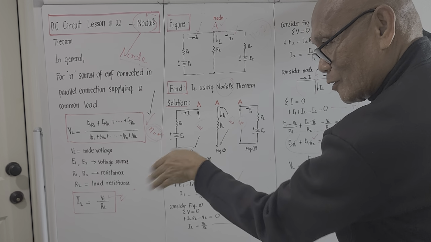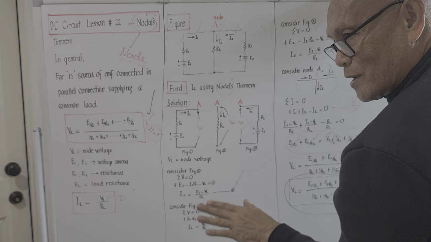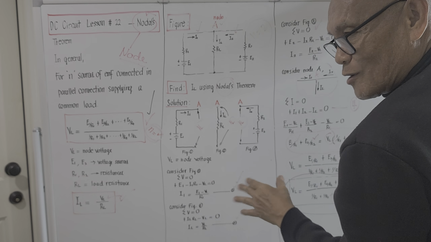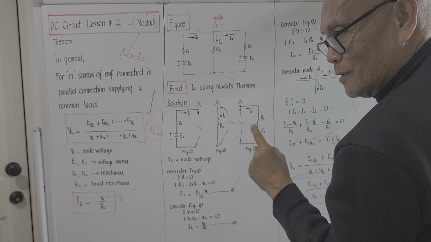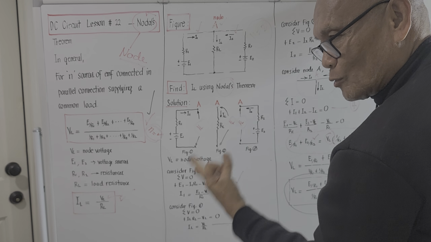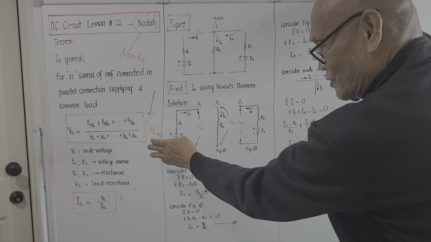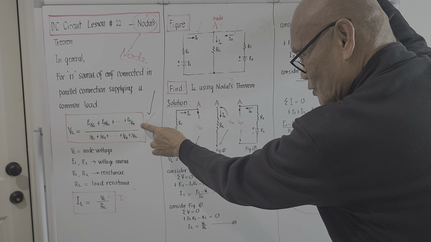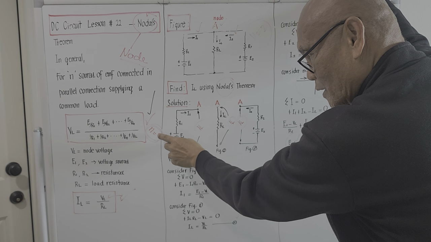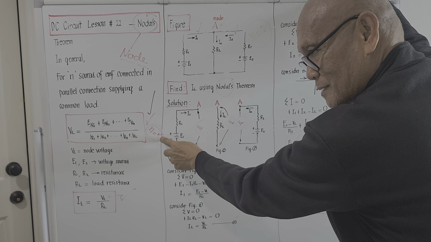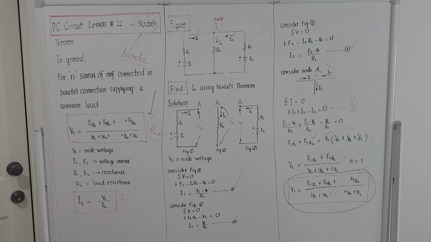It could take any value of n. N equal to 1, there is no such thing as n equal to 1. At least n will be equal to 2. Could be 2, it could be 3, it could be 4, it could be 5. So this is a general equation in terms of the number of voltage sources. Okay, that's it guys. That's Nodal's theorem.